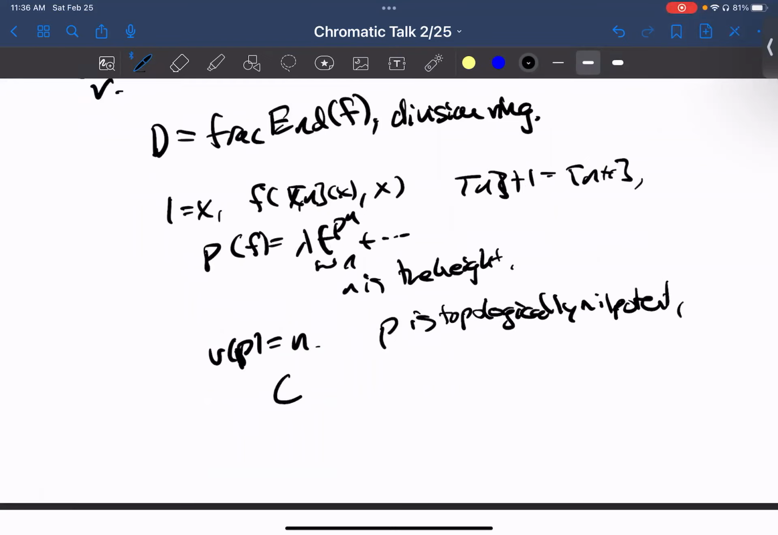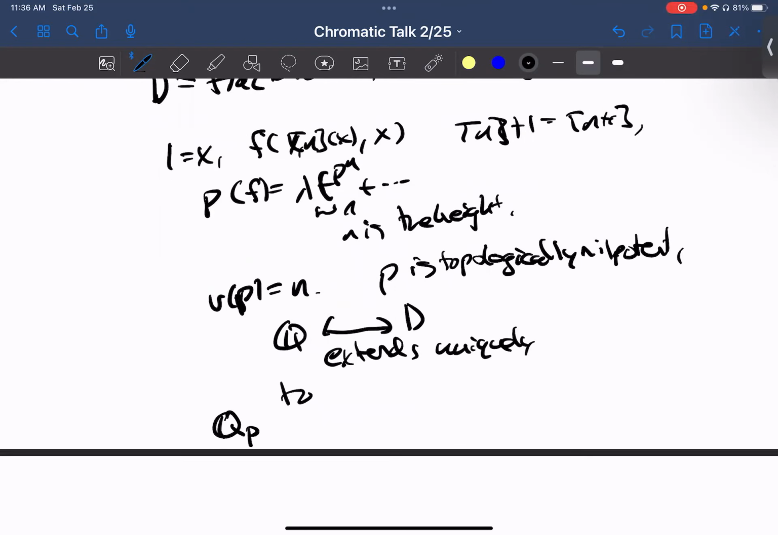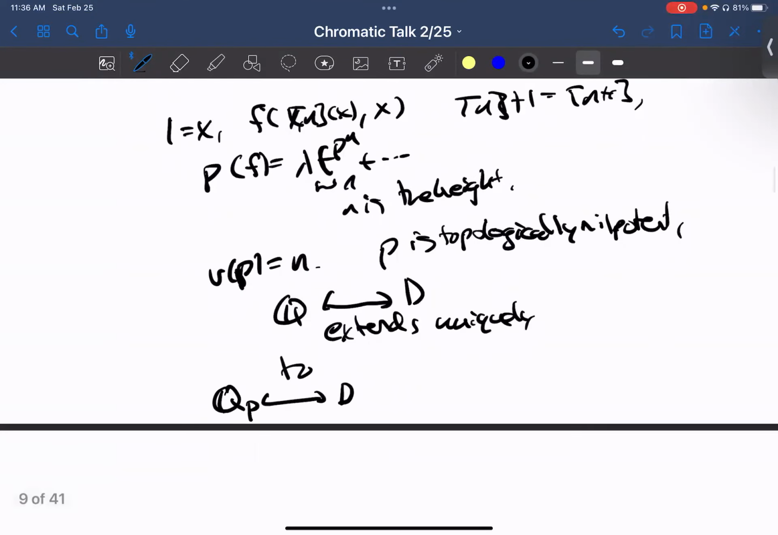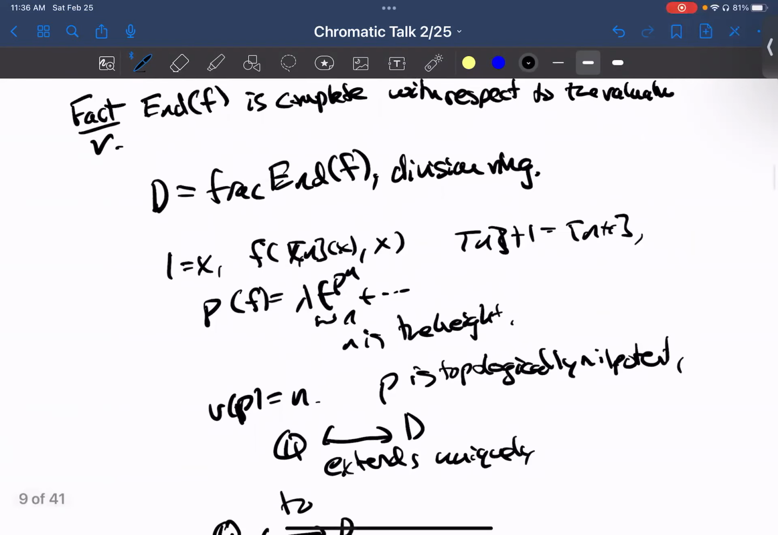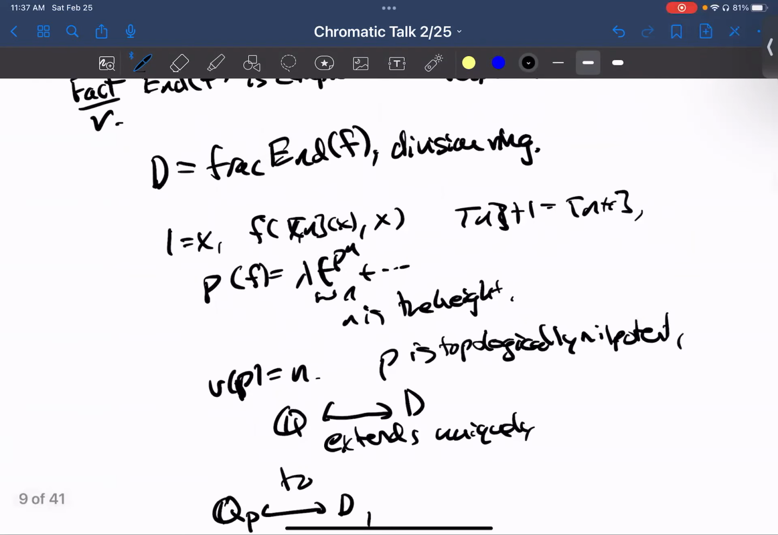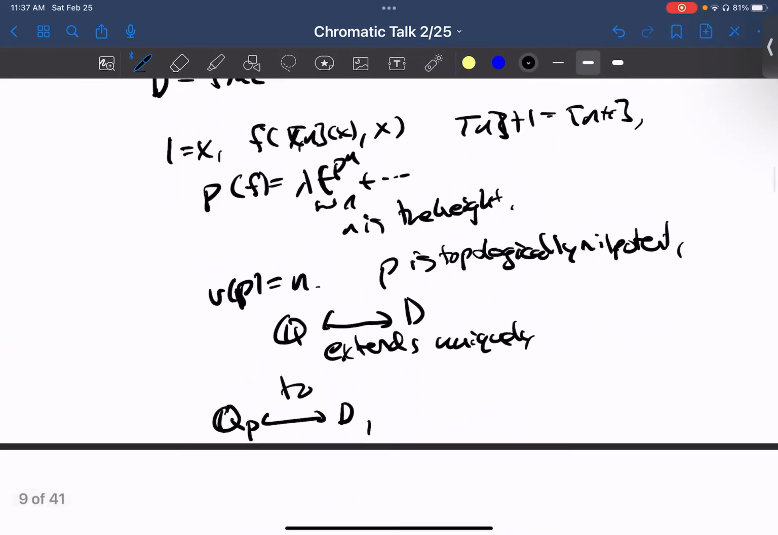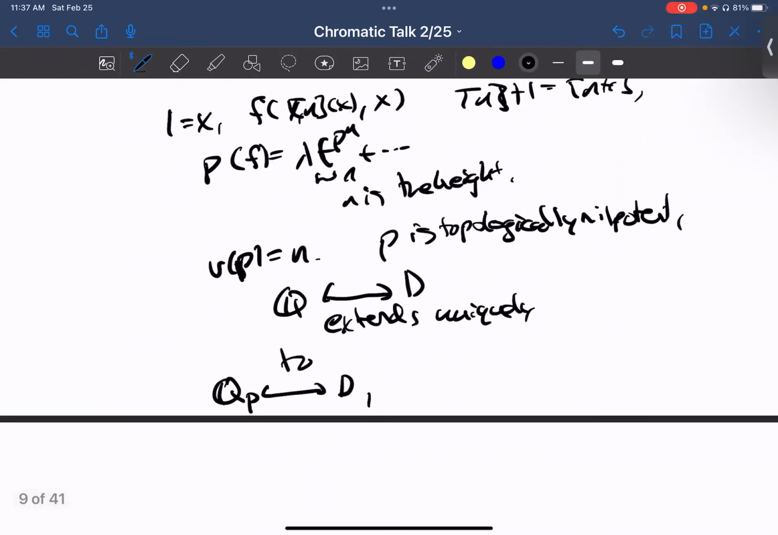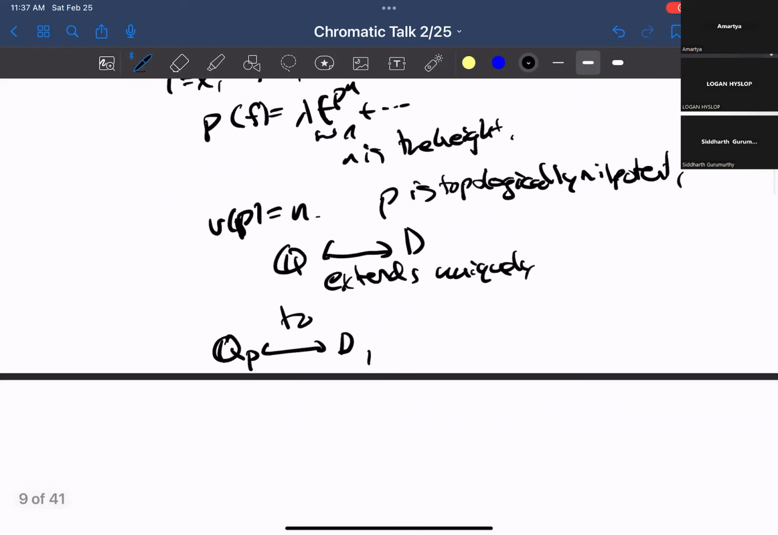So the canonical embedding Q into D extends uniquely to QP into D. So QP is the completion of Q at the prime P. And D is here some, like we said, some division ring, and the valuation nu extends the valuation on Q and still determines a well-defined valuation, making D a discretely valued division ring, not quite a discretely valued field, but almost.